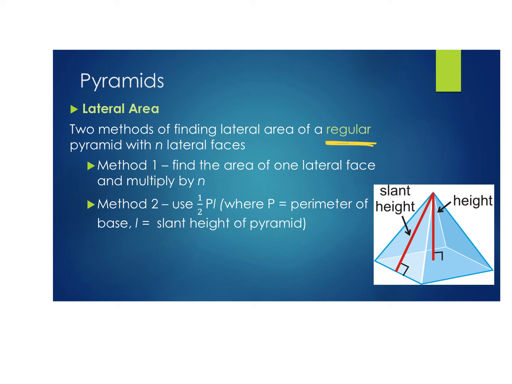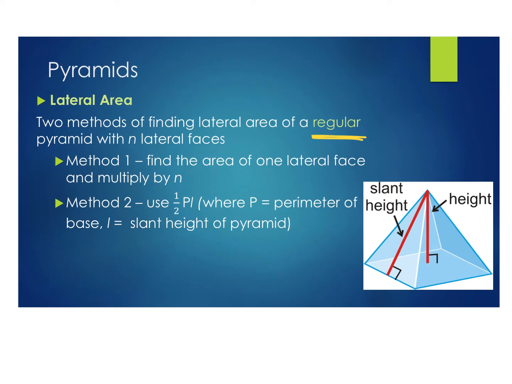So if it's a square pyramid, we would find the area of one of those triangles on the sides and then times it by 4. The other method would be to use the formula 1/2 perimeter times L, where L represents the slant height of the pyramid.